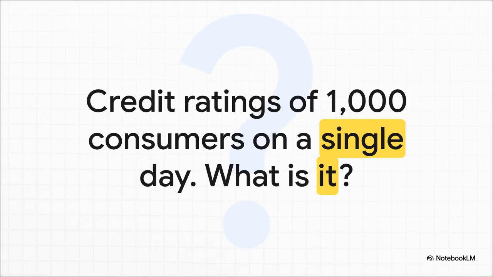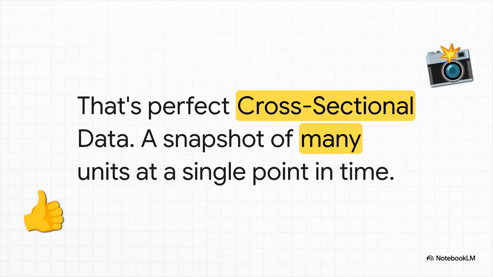Okay, ready for another one? How about this? You pull a report with the credit ratings for 1,000 different people, all from today. What have you got there? Nailed it. That's a perfect example of cross-sectional data. It's many different units, all those consumers, but at a single point in time. That is the photograph we were talking about.